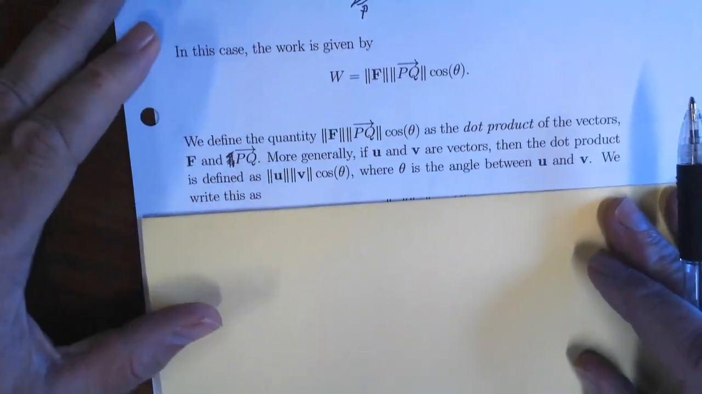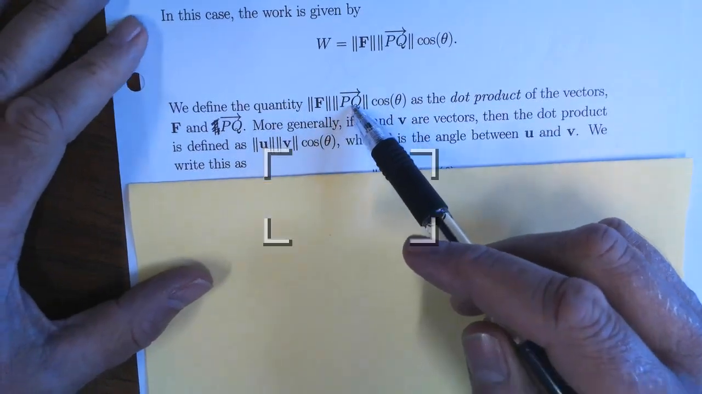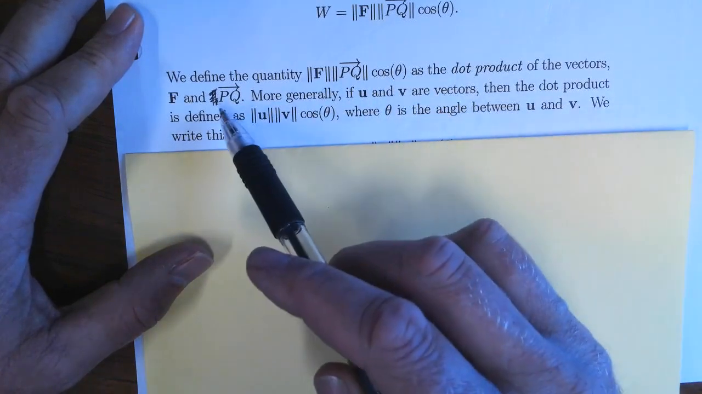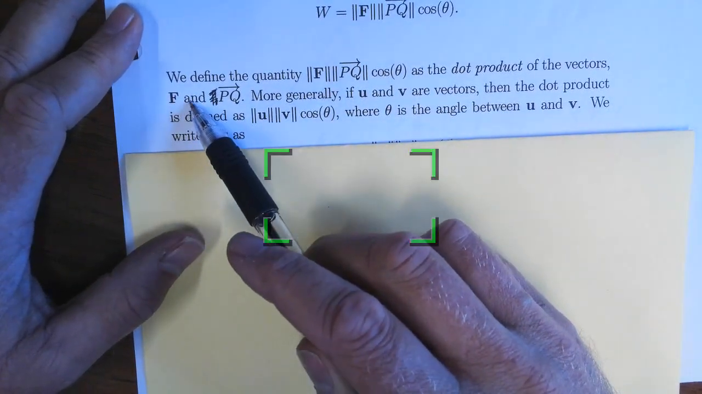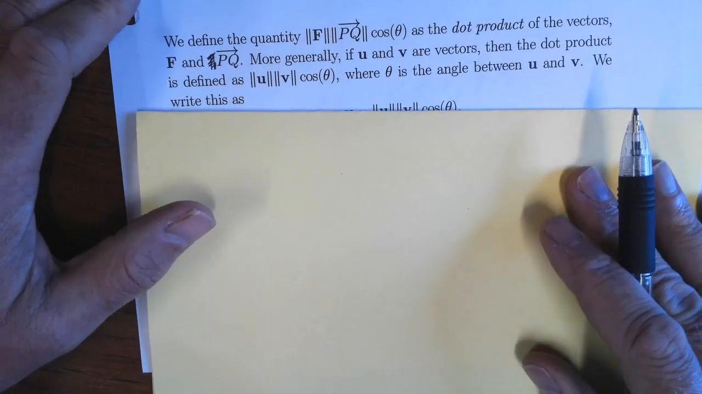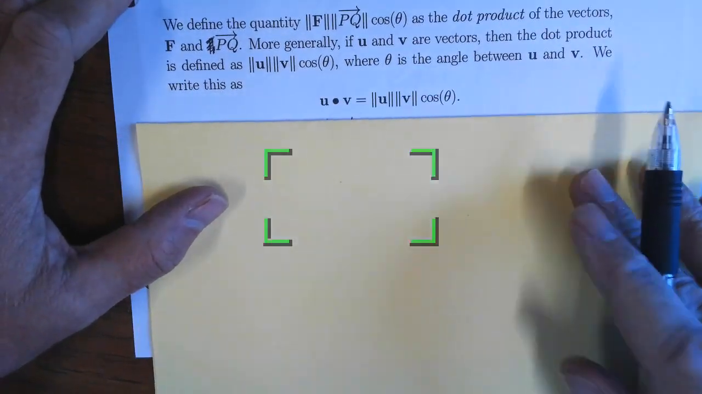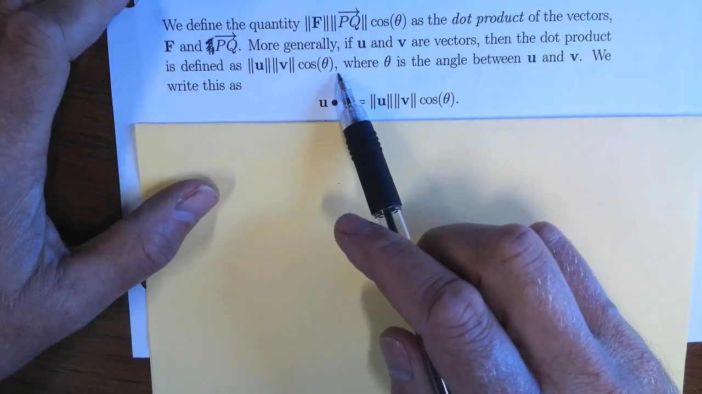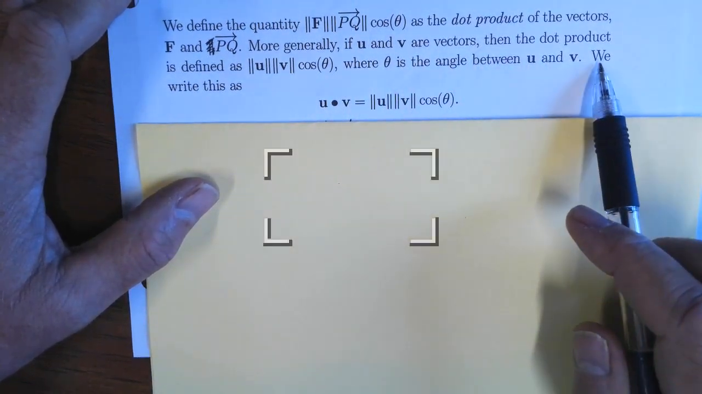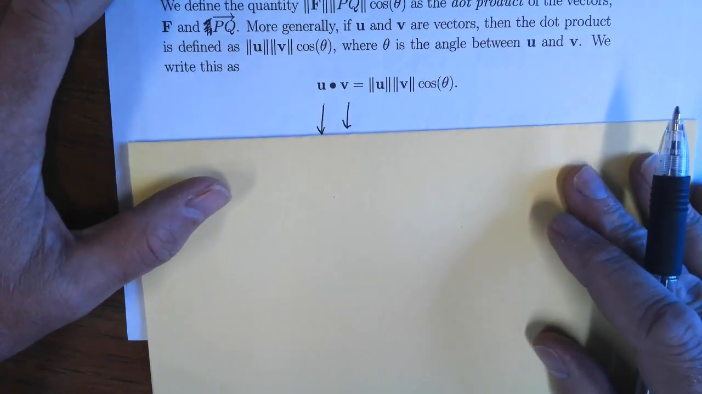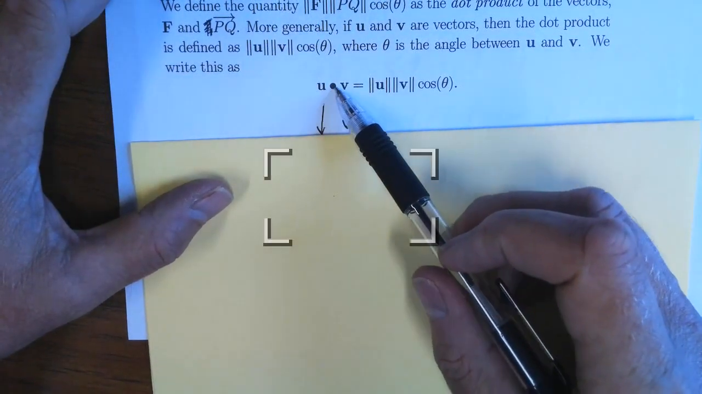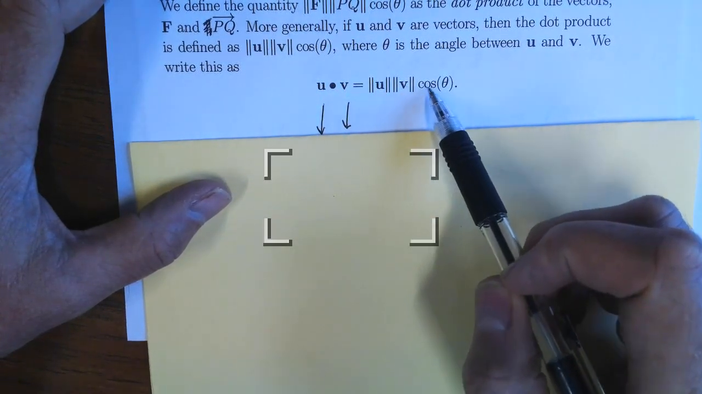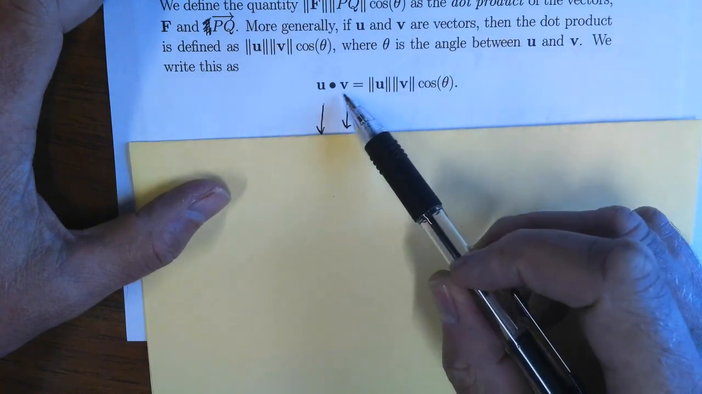We call the quantity magnitude of F times the magnitude of the displacement vector PQ times the cosine of theta the dot product of the two vectors F and PQ. More generally, if U and V are vectors, then the dot product is defined as the magnitude of U times the magnitude of V times the cosine of theta, where theta is the angle between U and V. And we write it this way. We say U, and then we put a bullet or a large dot, then V. It's the magnitude of U times the magnitude of V times the cosine of theta.